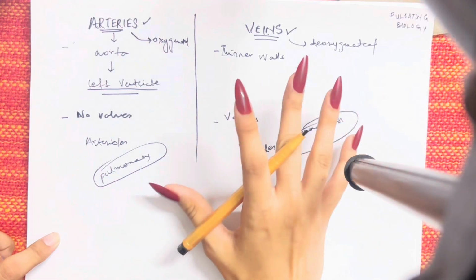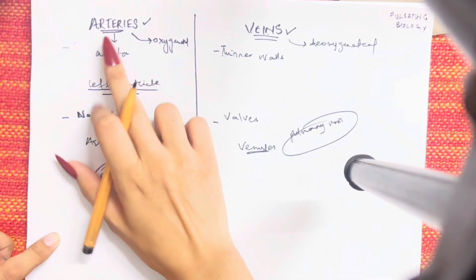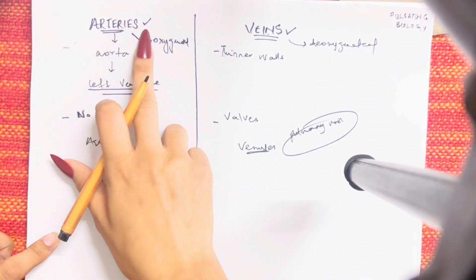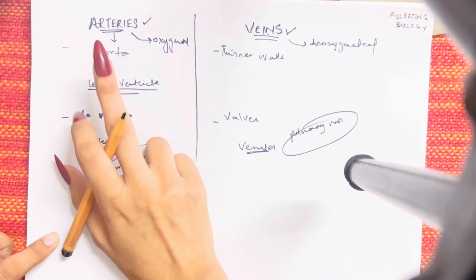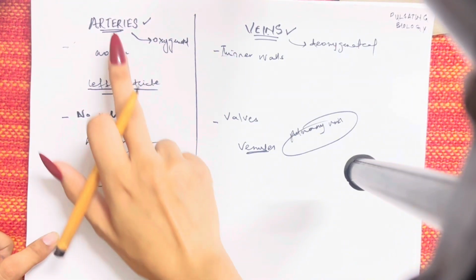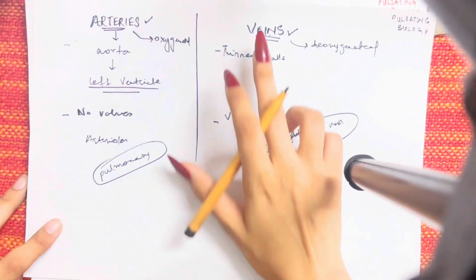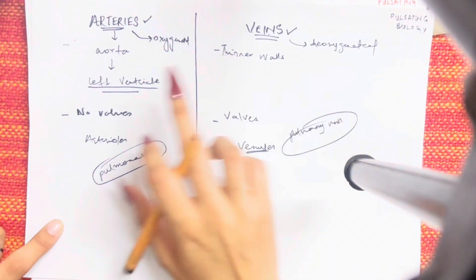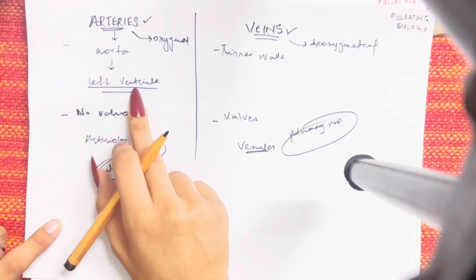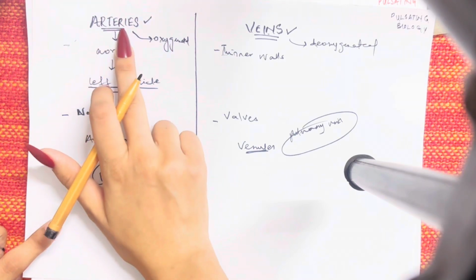Let's summarize it in such a manner that the artery takes the blood away from the heart, and all the arteries arise from the aorta. The aorta itself arises from the left ventricle. The artery carries the oxygenated blood, whereas the vein carries the deoxygenated blood. Arteries have a thicker wall. Why? Because the left ventricle has a thicker wall.